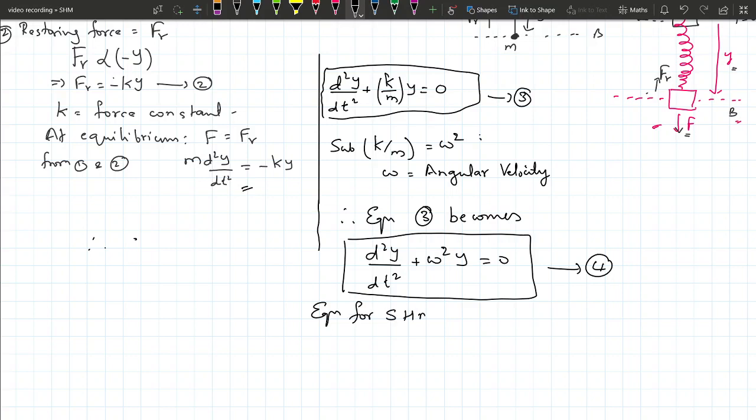Omega being the angular frequency, you can write omega as root of k by m. Why? Because you know that omega square is k by m. Therefore omega I can write as root of k by m radians per second. So this is equation number 4, the equation for SHM in differential form.